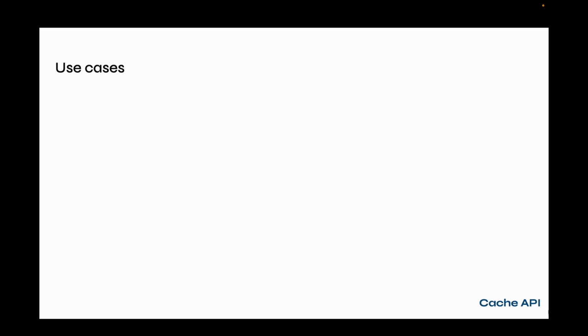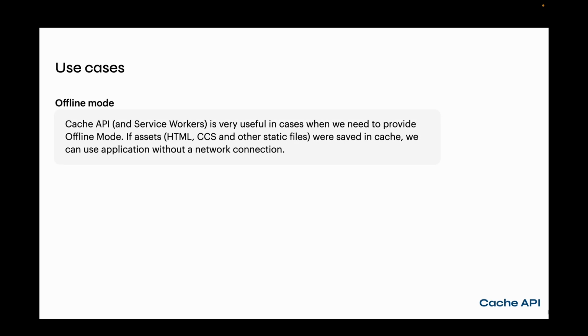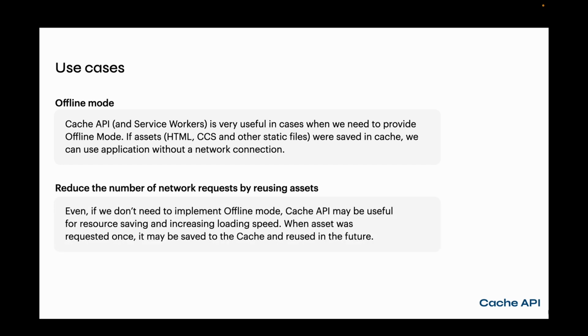Let's look at use cases. The Cache API in combination with service workers plays a crucial role in enabling offline mode for web applications. By caching assets such as HTML, CSS, and other static files, applications can function without a network connection. Even if offline mode isn't a requirement, the Cache API still offers significant benefits. It reduces network requests by reusing cached assets, leading to faster page load times since static files are retrieved from disk rather than being requested from the server each time.